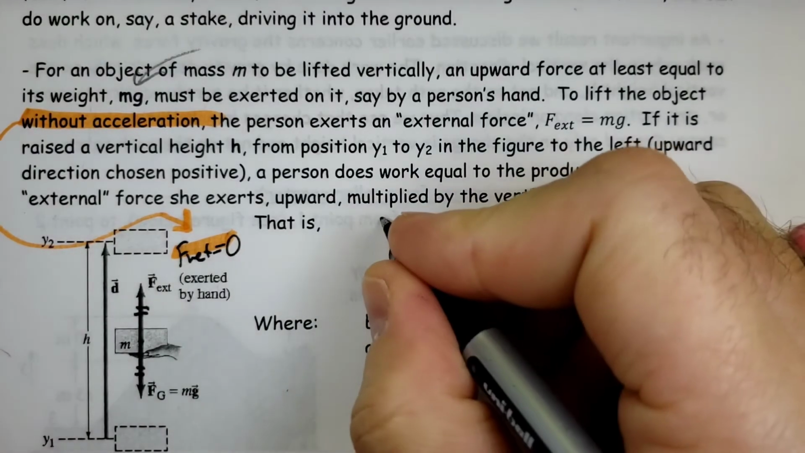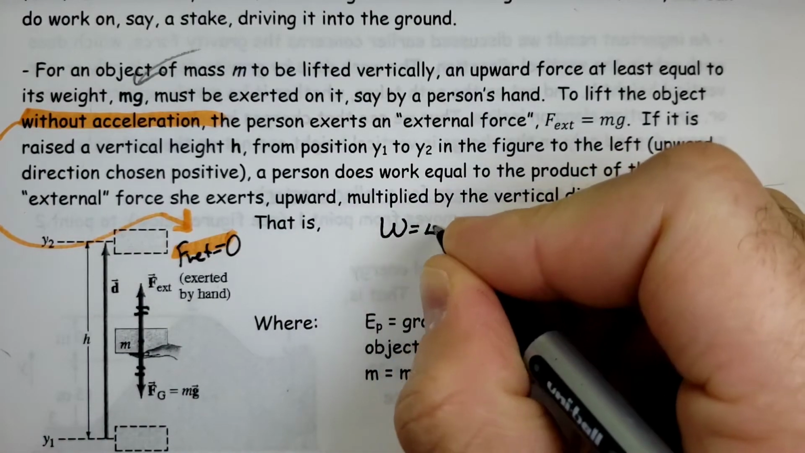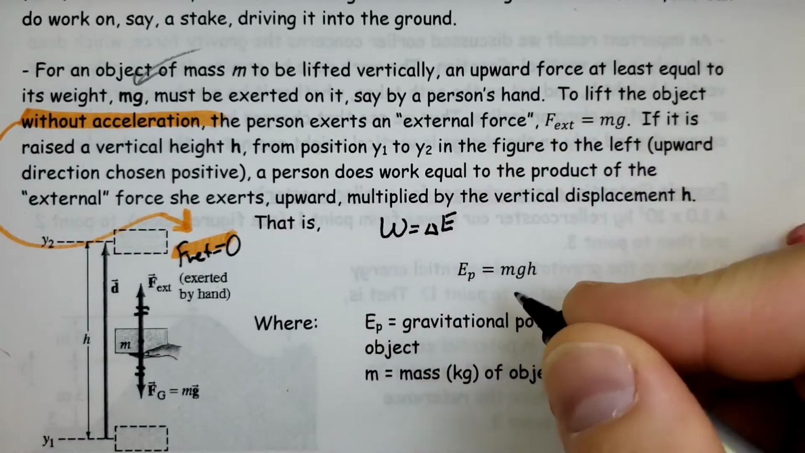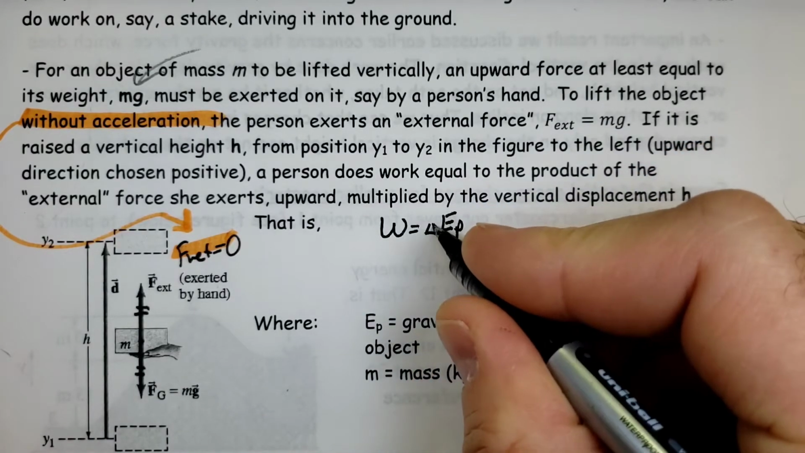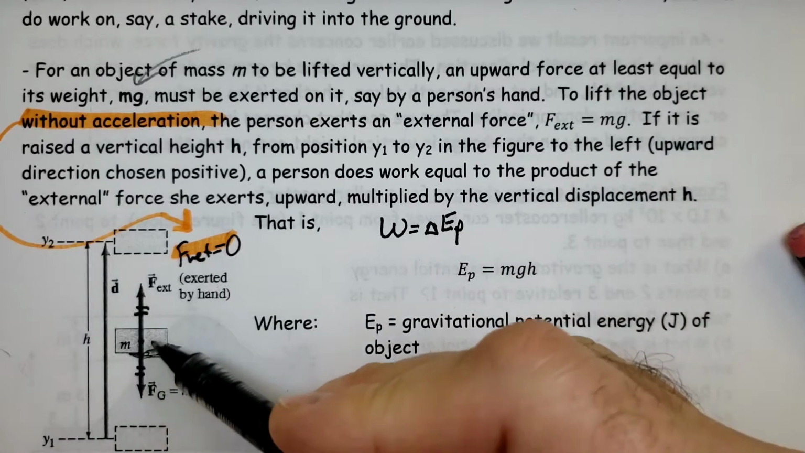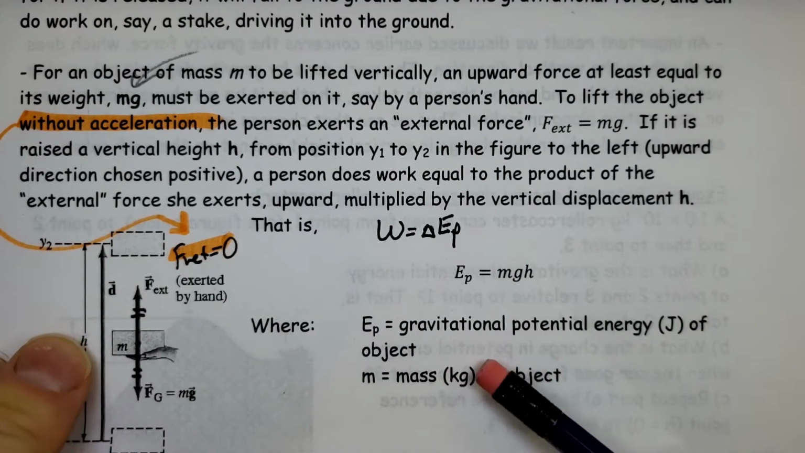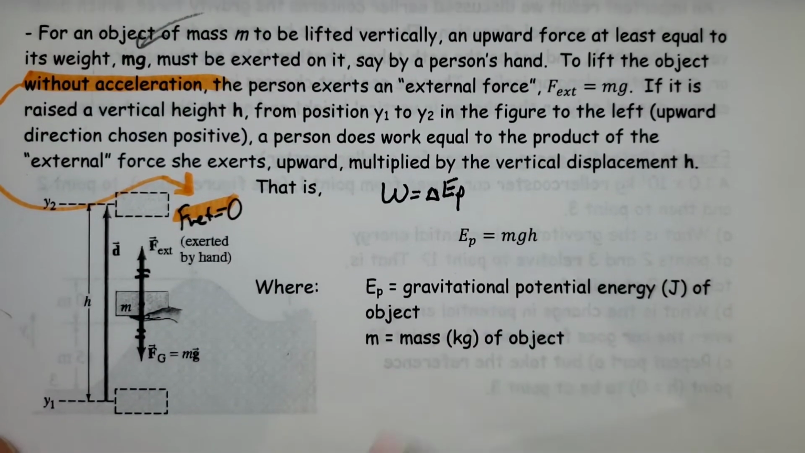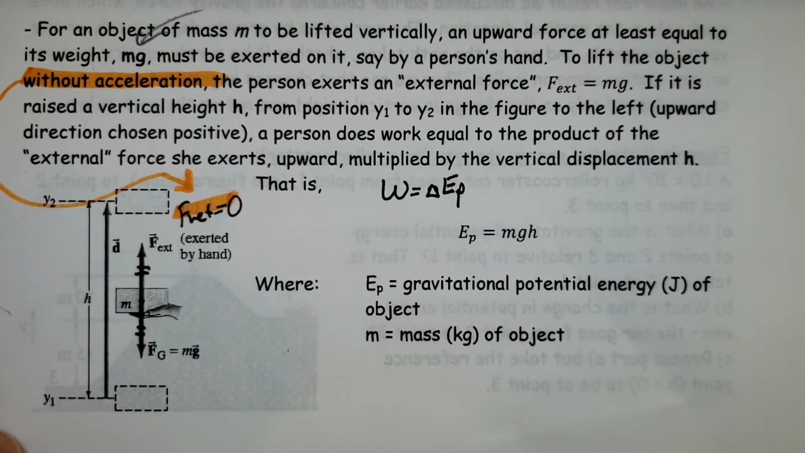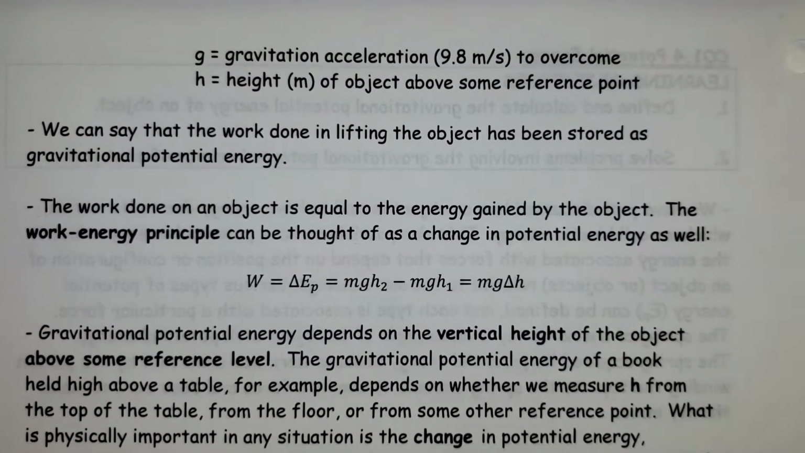Just like before, we had work is equal to change in energy. But in this case, the energy is potential energy. So the work done in lifting it is equal to the potential energy gained. And of course, EP is equal to mgh. EP is gravitational potential energy measured in joules again. m is the mass of the object. g, of course, is 9.8 meters per second squared, and h is height.